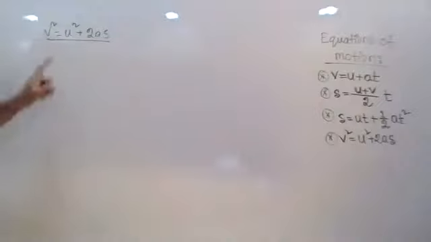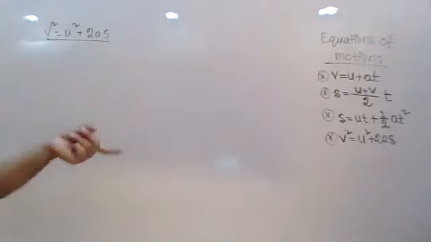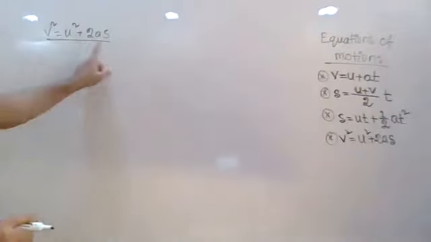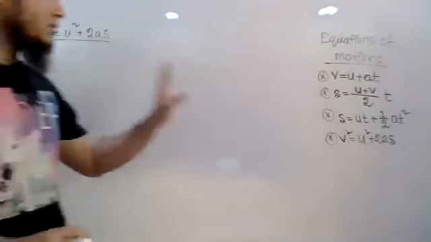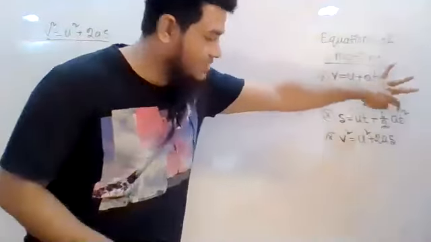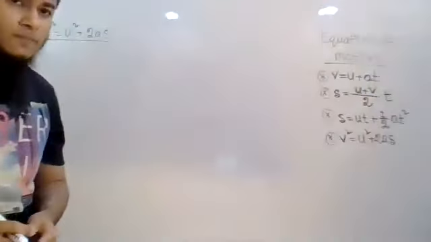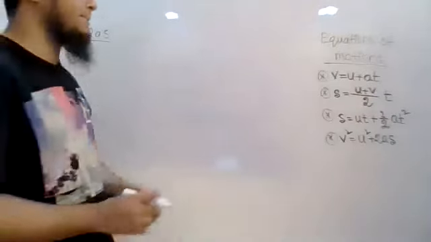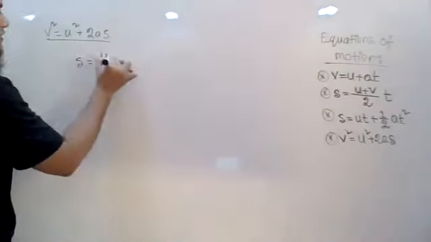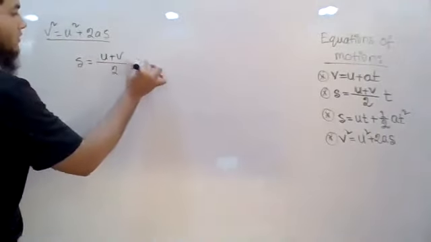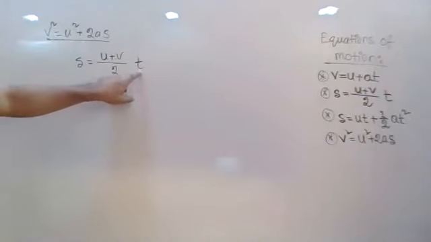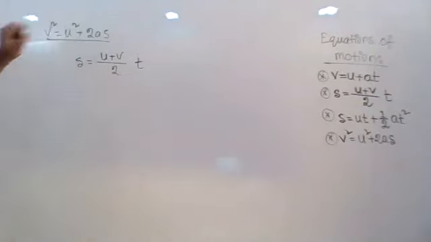Now, notice something. Here, the time t is absent, right? In this equation, there is no t. But in the first three equations, there is t, t, t. Correct or not? Yes. That is why, let us start with the first equation, s equals u plus v divided by 2 into t. So here, somehow if I can replace the value of this t, there is a possibility of getting this, right?